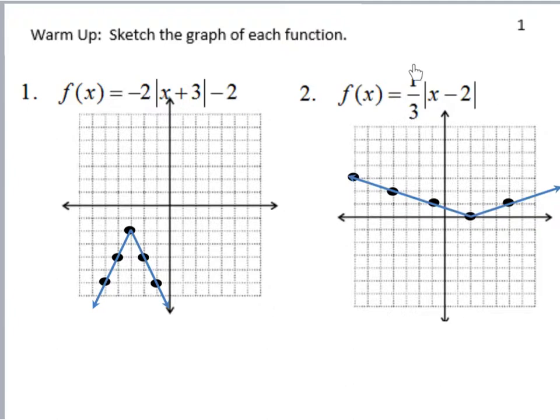Take a look at the value in front of the absolute value bars. It is 1 over 3. That represents the slope, rise over 1. So we go up 1 over 3, up 1 over 3. And that will continue the pattern for this function. Okay, so let's go to our next slide.